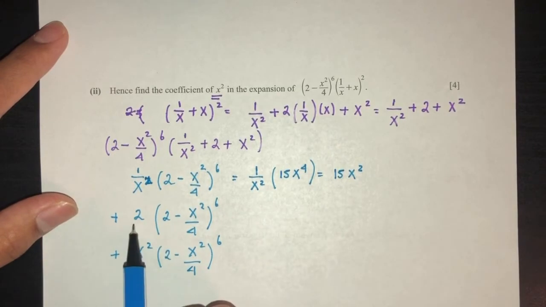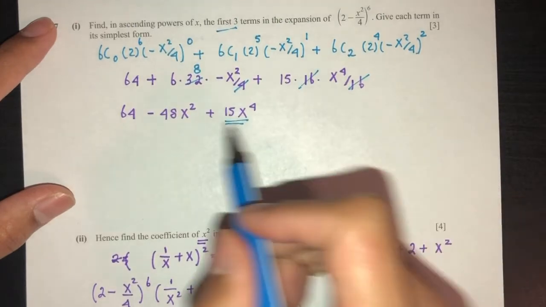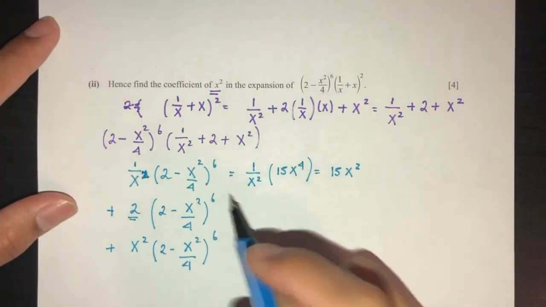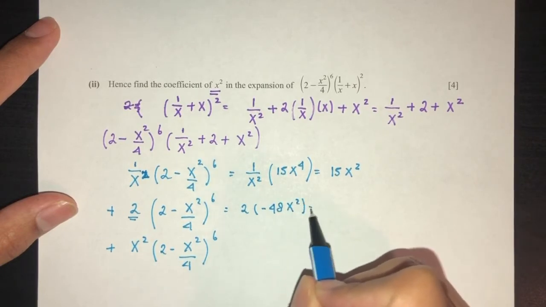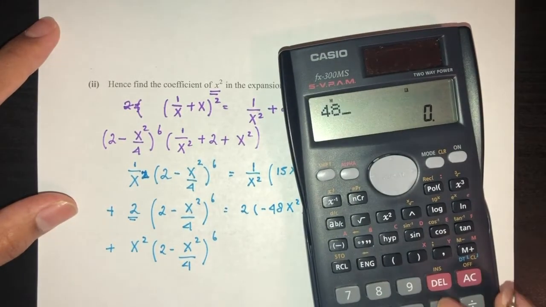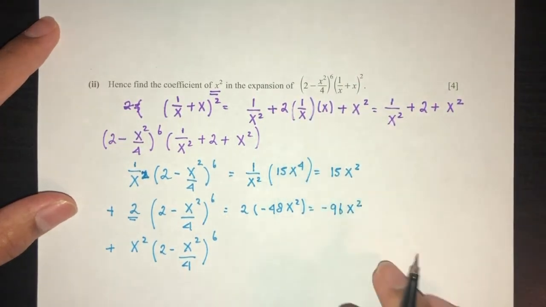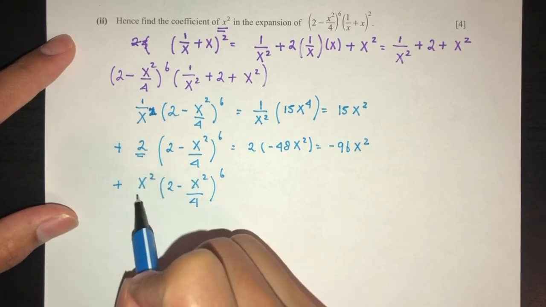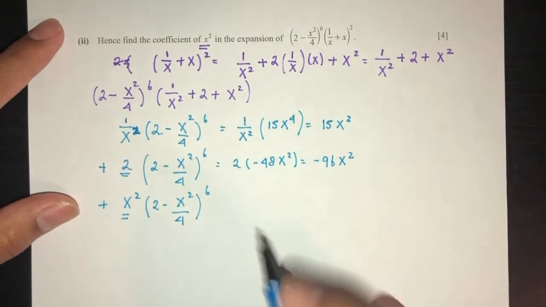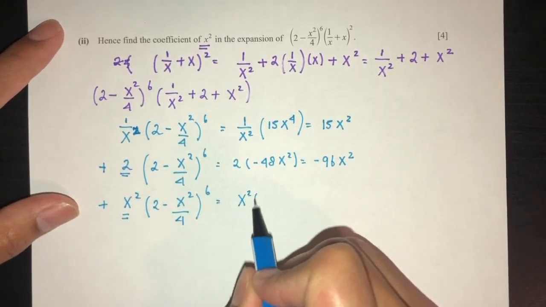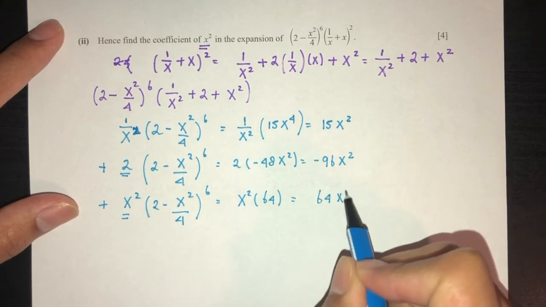Now for this one, we have a constant here. By what can I multiply this constant to get a term in x squared? That will be this one. That will be equal to 2 times minus 48 x squared. So 48 times 2 will be 96, so minus 96 x squared. Now for this one, we have a term in x squared. We have to multiply by a constant, so we keep a term in x squared. You will have x squared times 64. That will be 64x squared.